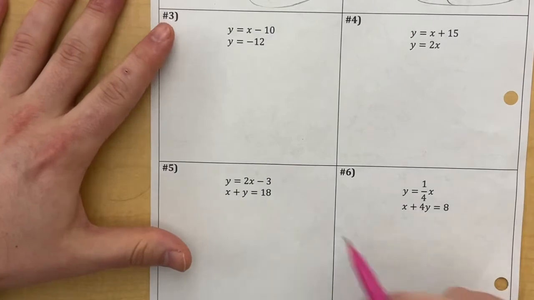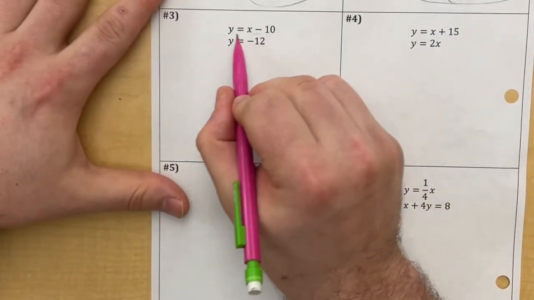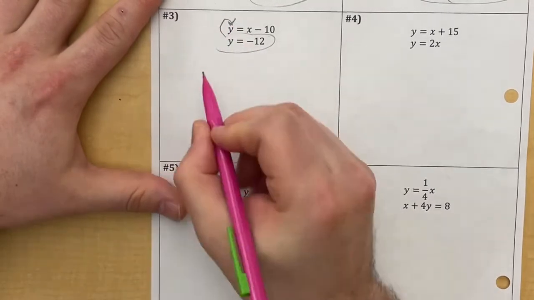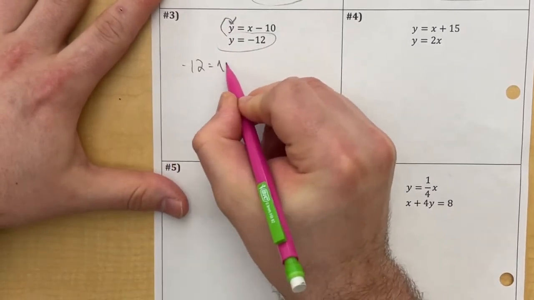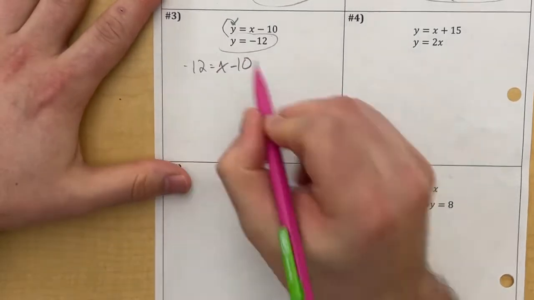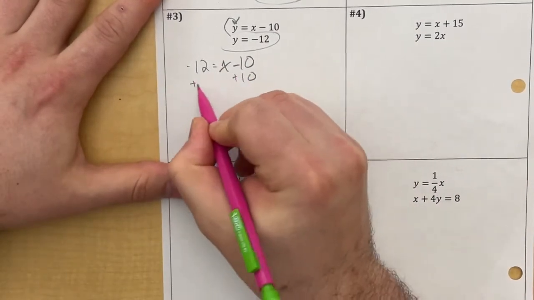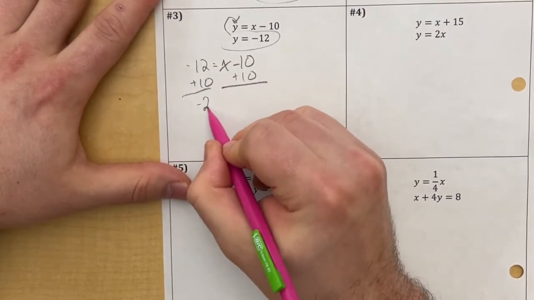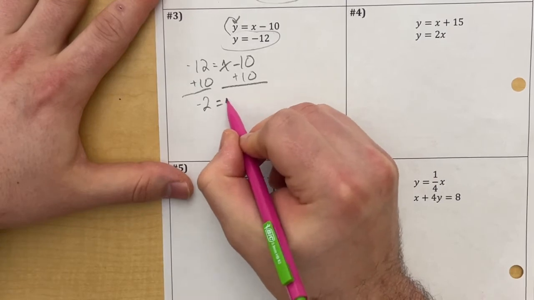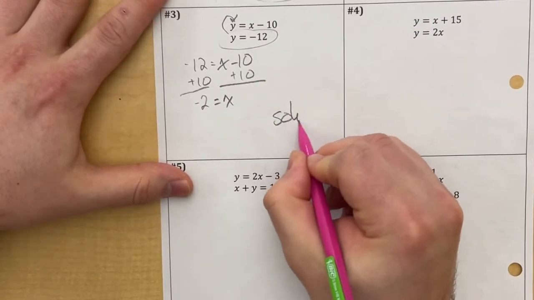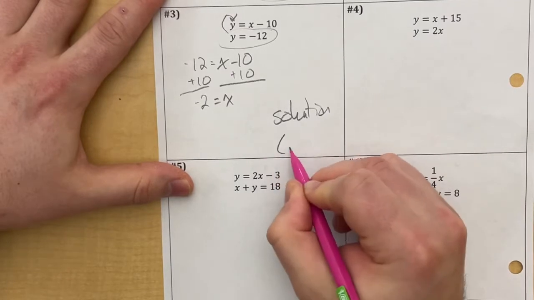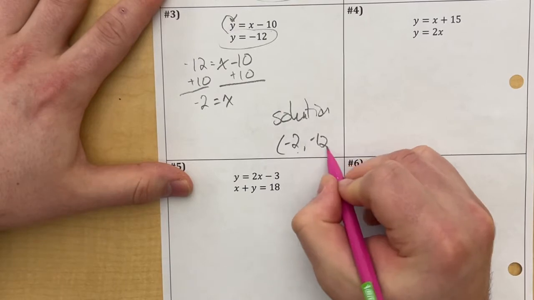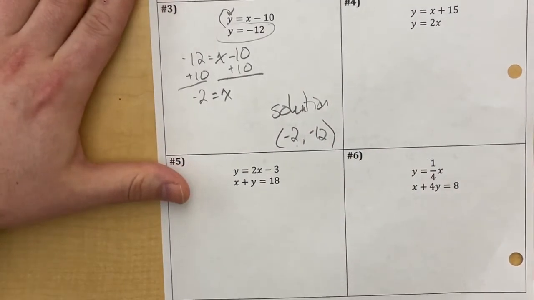So now for number 3, my y value is negative 12, and I'm going to place that into that first equation. So I have negative 12 is equal to x minus 10. Make sure you're doing those inverse operations to get that variable by itself. And so I have negative 2 is equal to x. So I have my solution point. Again, these are real simple, so make sure you're taking your time on them. So I have x value first, and then my y value is negative 12.